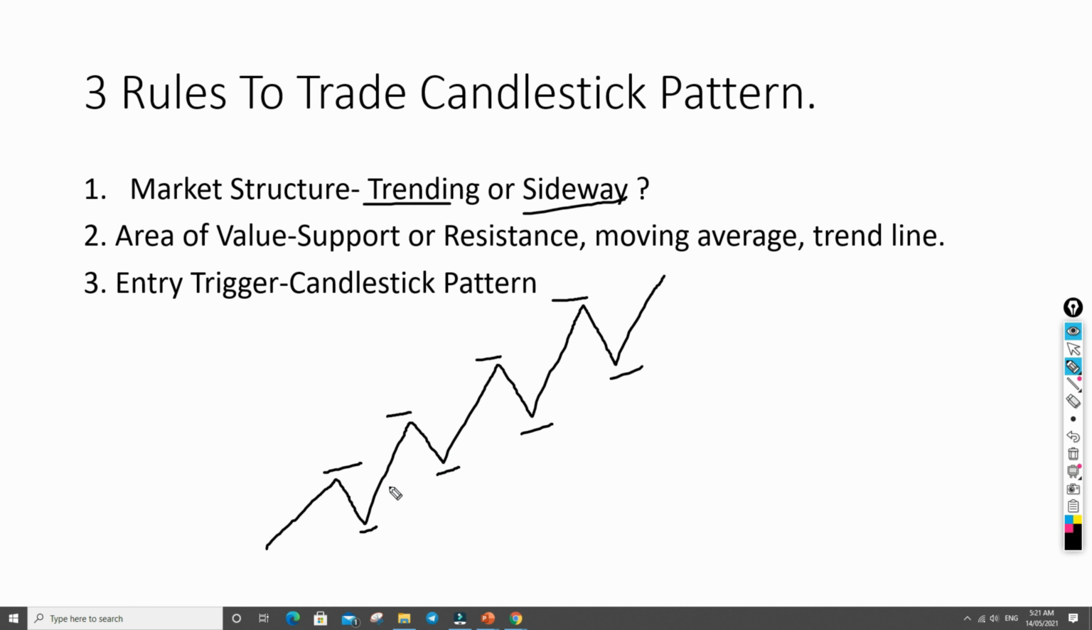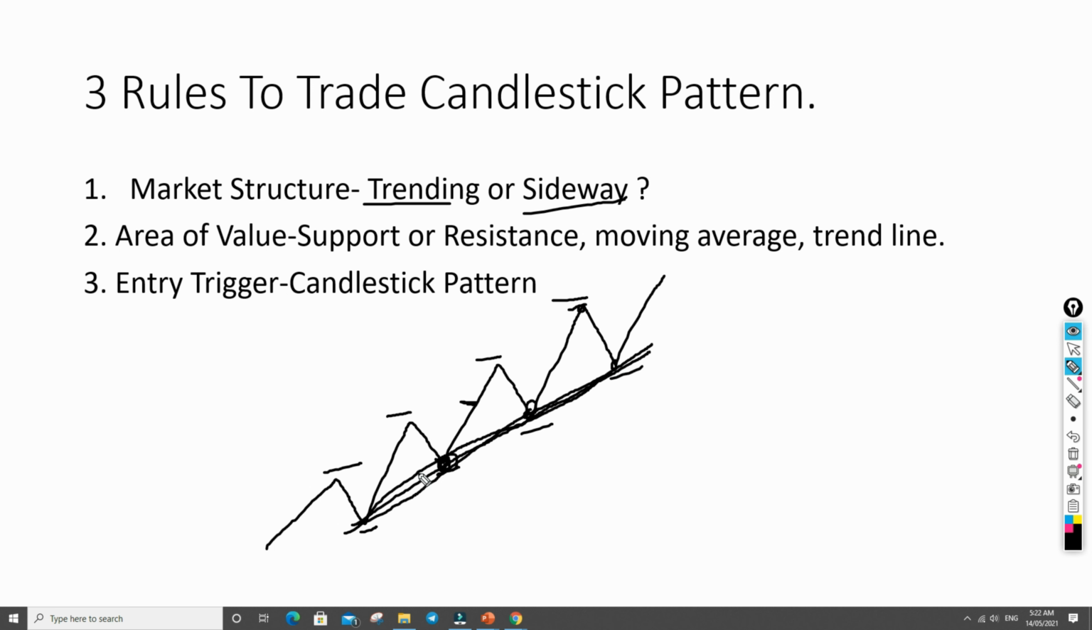Area of value means it can be a support or resistance, or it can be a trend line. Trend line means the price is moving along this line. If you see the price is here, that means the price is in an area of value. But if the price is here, it may not be in an area of value unless there is some level. So this is the area of value. This is the area of value.